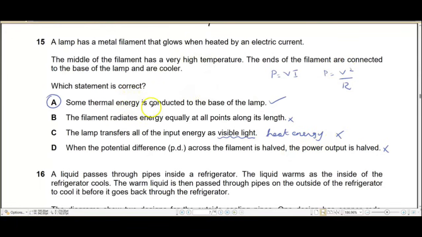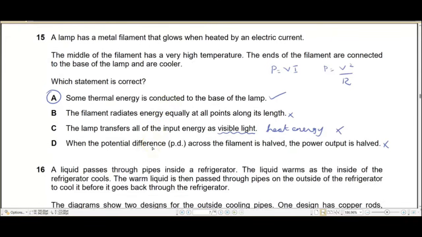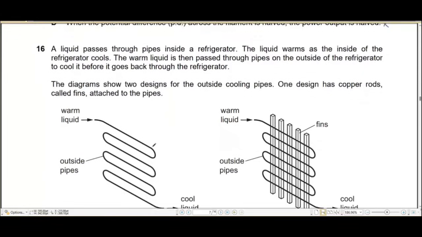Why are we selecting this one? Because we know that heat flows from a hot body to a colder one. The middle of the filament is hotter than the ends, and so some of this energy is being conducted along the metal filament to the cooler base of the lamp. That is why this is the correct answer and all other answers are incorrect. Okay, so moving on to question number 16.